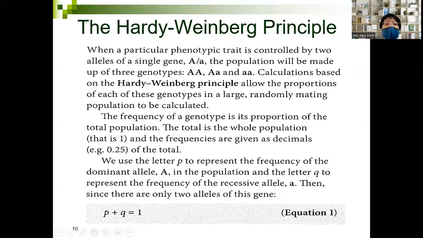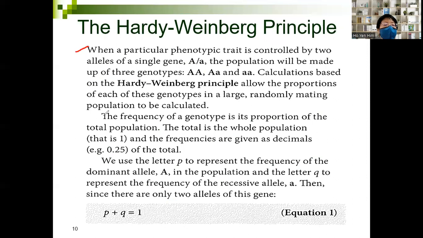So let's do the mathematics together. When a particular phenotype is controlled by two alleles of a single gene only, like our eye color, in this case, a big A, small a only, the population will be made up of three genotypes, right? Big A big A, big A small a, and small a small a. Calculations based on the Hardy-Weinberg principle allow the proportions of each of these genotypes in a large randomly mating population to be calculated. So we can calculate the genotype frequency, the proportion of genotype.